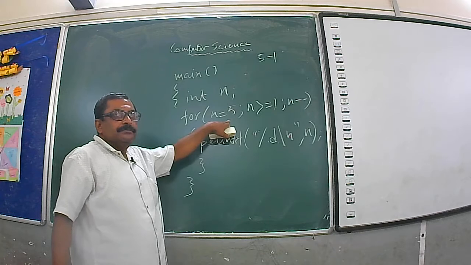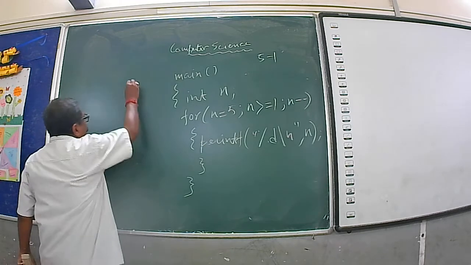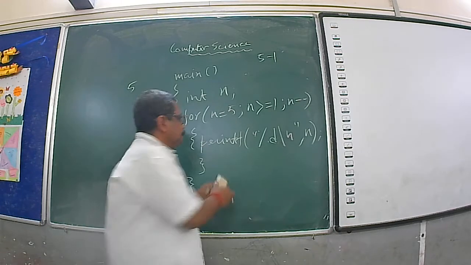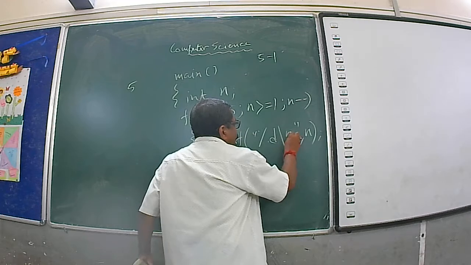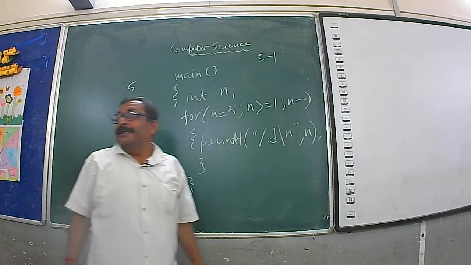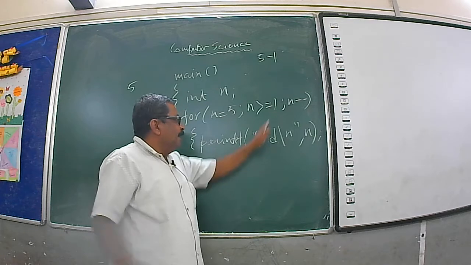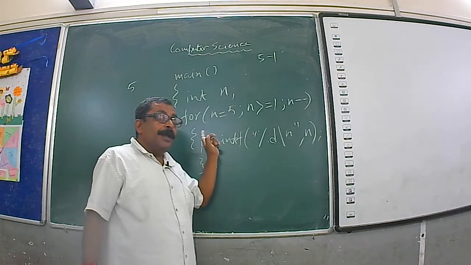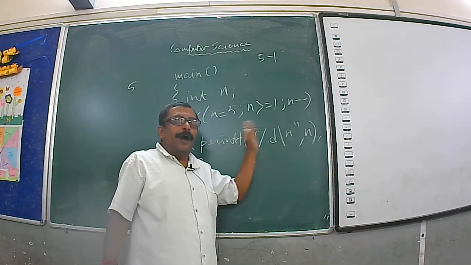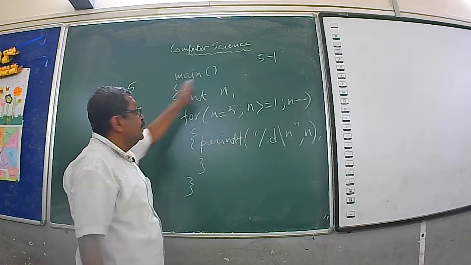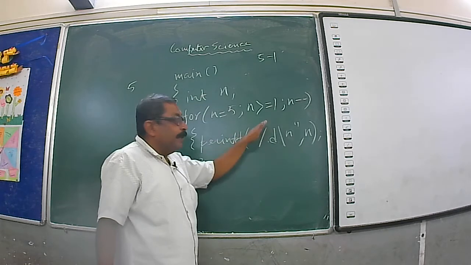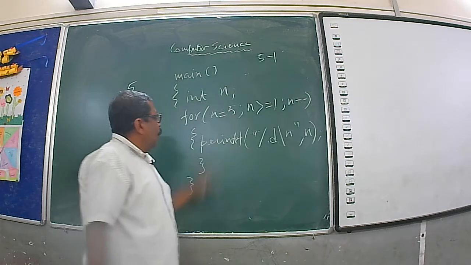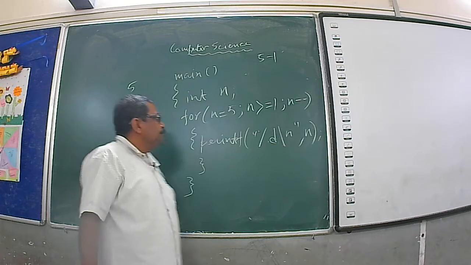n is equal to 5. The first value is 5. Print percentage d backslash n, that is n. What is backslash n for? New line feed. What happened in the first program? It printed the numbers 1 to 5 horizontally, this way, and here when you give the backslash n, it prints the output in vertical order. Now n is equal to 5, 5 will be printed.